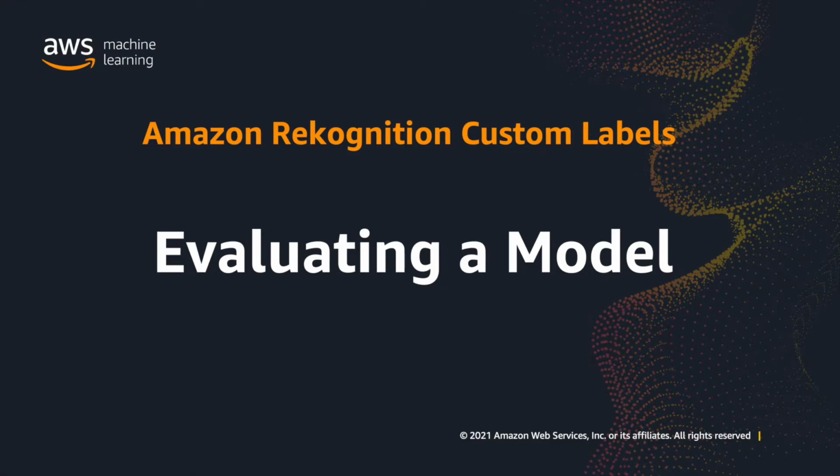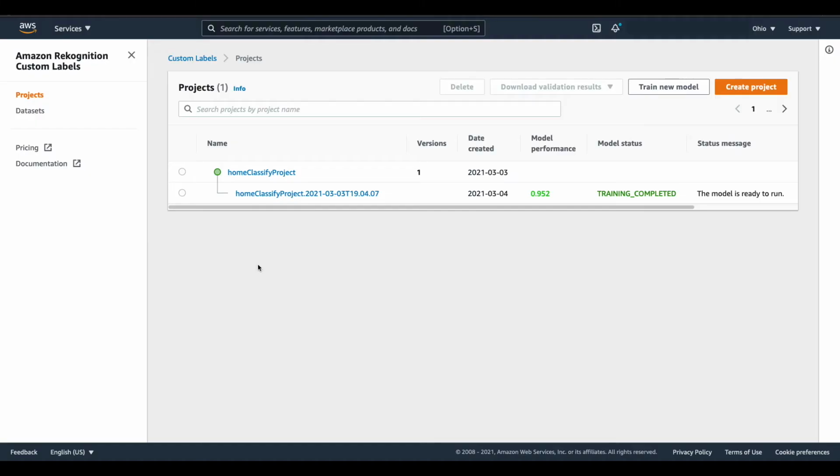Today we're going to look at how to evaluate a model that has been trained with Amazon Rekognition custom labels. This tutorial assumes that you've already trained a model using Amazon Rekognition custom labels. If you haven't trained such a model, then check our other videos out that show you how. Here we can see a model that has recently been trained.